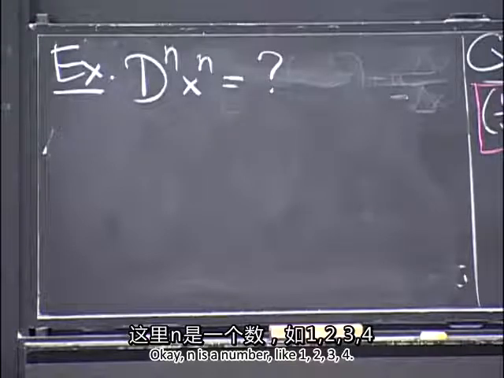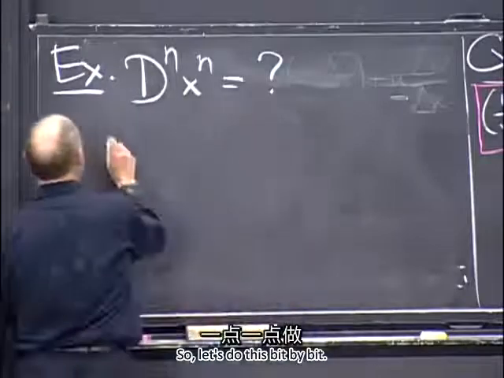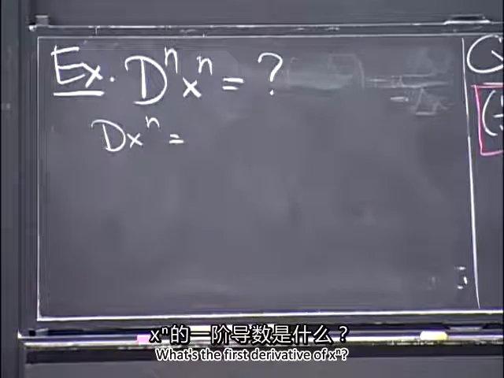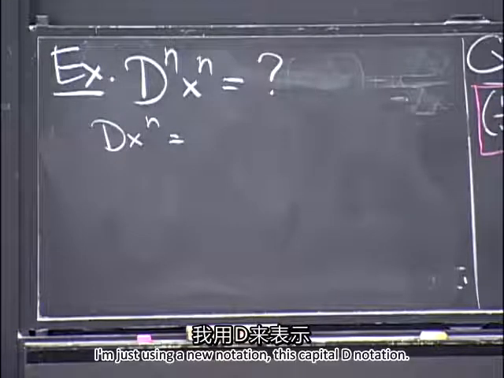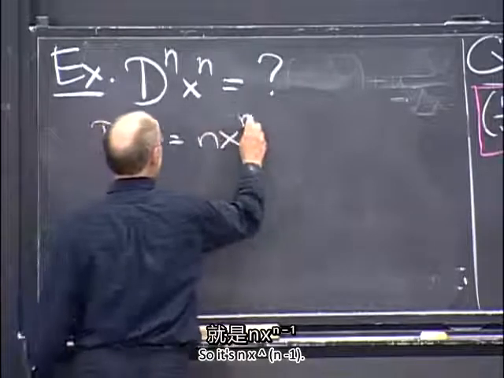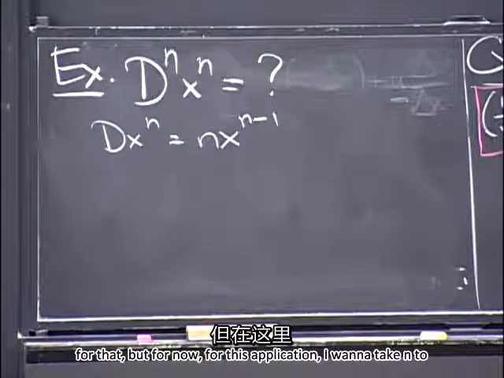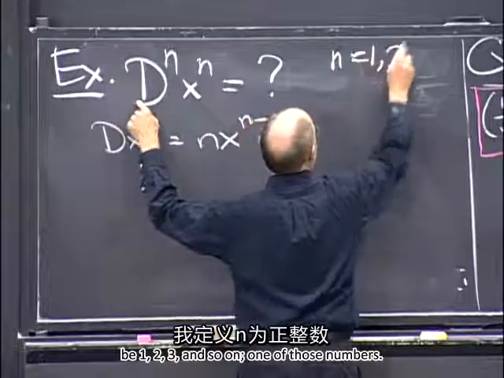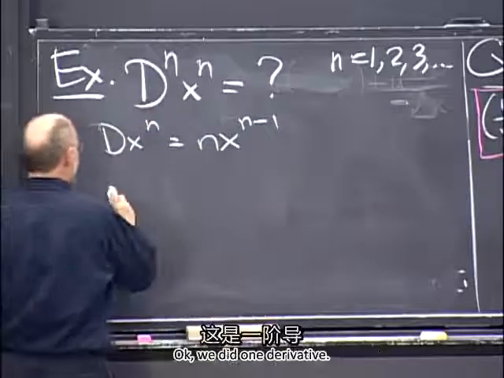So here we go. Let's do this bit by bit. What's the first derivative of x to the n? So everybody knows this. I'm just using a new notation, this capital D notation. So it's n x to the n minus 1. And now you know, by the way, n could be a negative number for that. But for now, for this application, I want to take n to be 1, 2, 3, and so on. One of those numbers. Okay, we did one derivative.